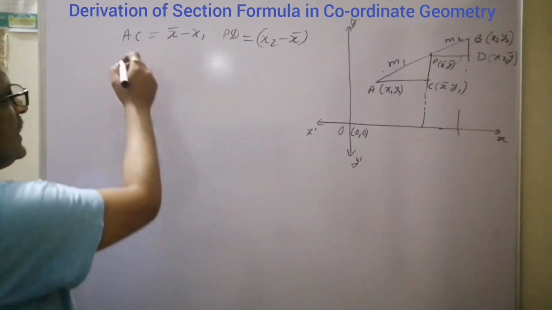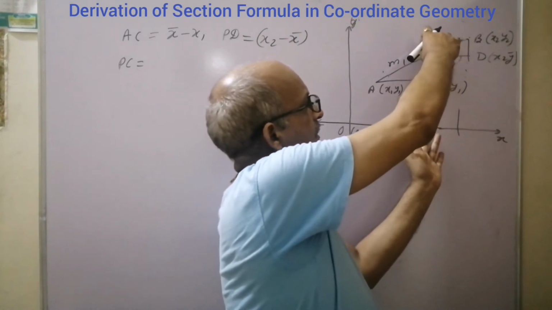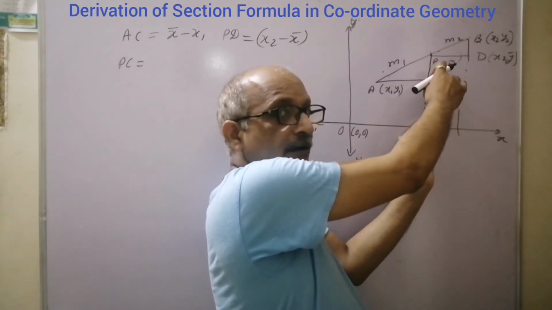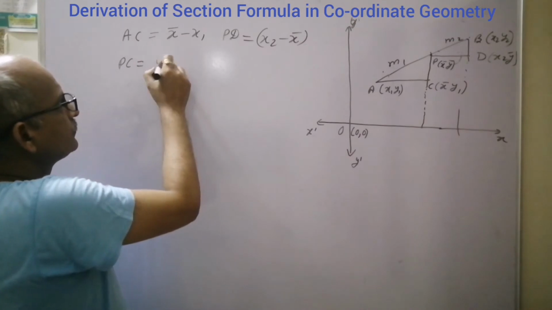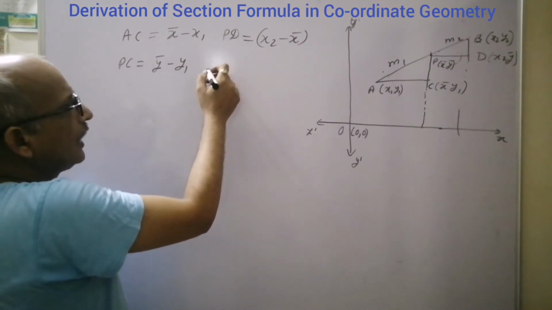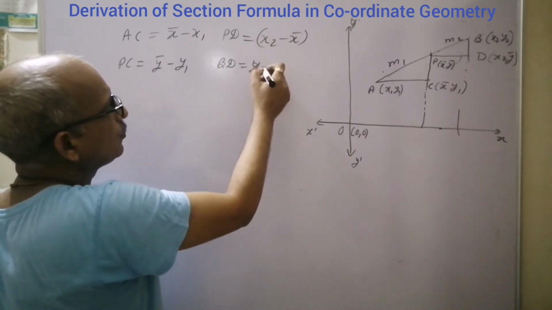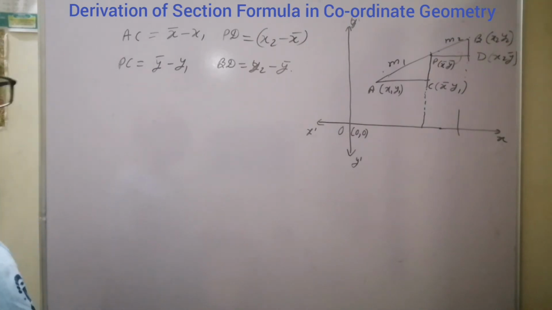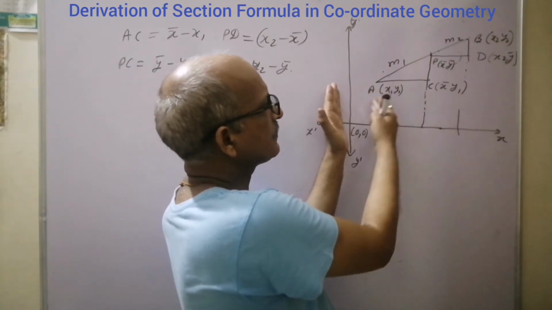Similarly, what is PC? PC is this distance minus this distance. So this distance is y bar and this distance is y1. So this distance will be y bar minus y1. And again BD will be equal to y2 minus y bar. Up to here it is clear to everybody. So it is not difficult. We have just planned for the distance. This distance is this distance minus this distance.